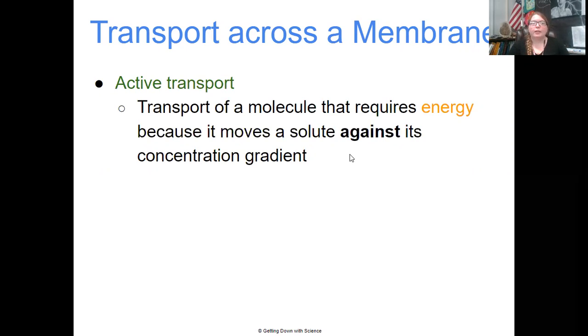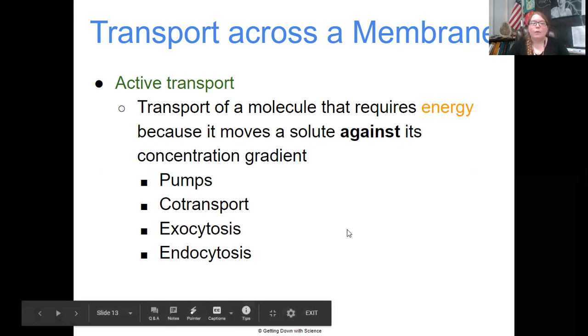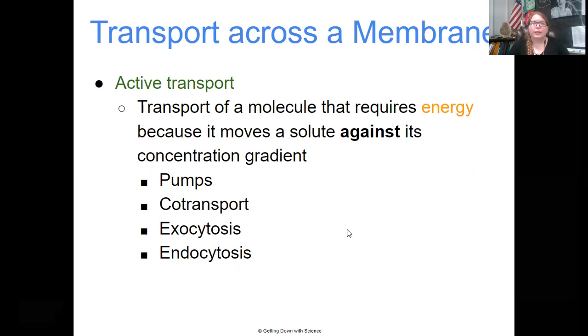Okay, so active transport requires energy because we're moving against the concentration gradient. So we're going from low to high. There are 4 ways that we usually do active transport. That can be a pump, it can be co-transport, exocytosis, or endocytosis. And we're going to get to all of those in depth later on in the video.